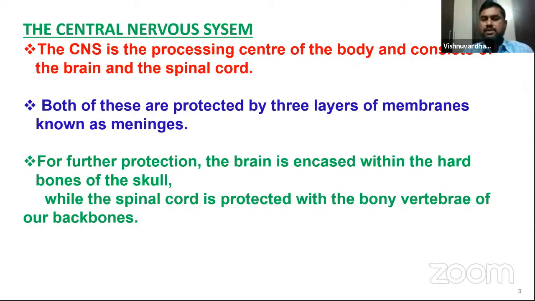Both of these are protected by three layers of membranes known as meninges. In the lesson on the structure of the brain, you learnt about this. For further protection, the brain is encased within the hard bones of the skull, while the spinal cord is protected by the bony vertebrae of our backbone. Because these are very sensitive and soft, they should be protected by hard bones like the skull and bony vertebrae.